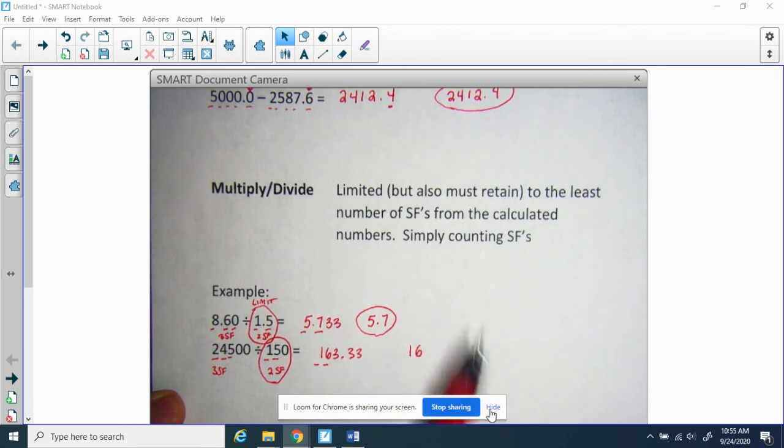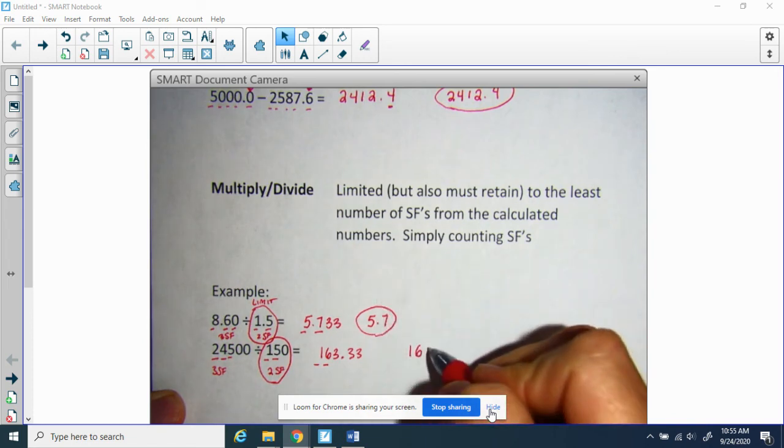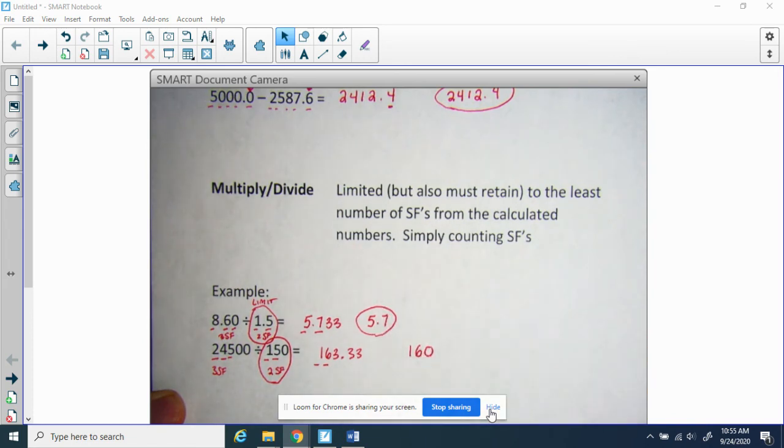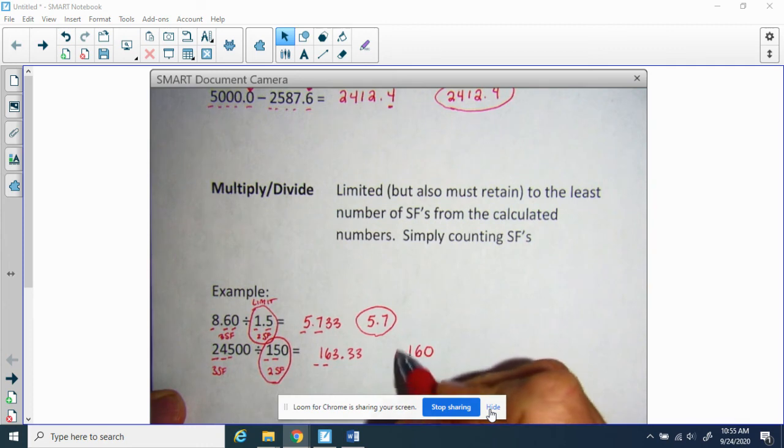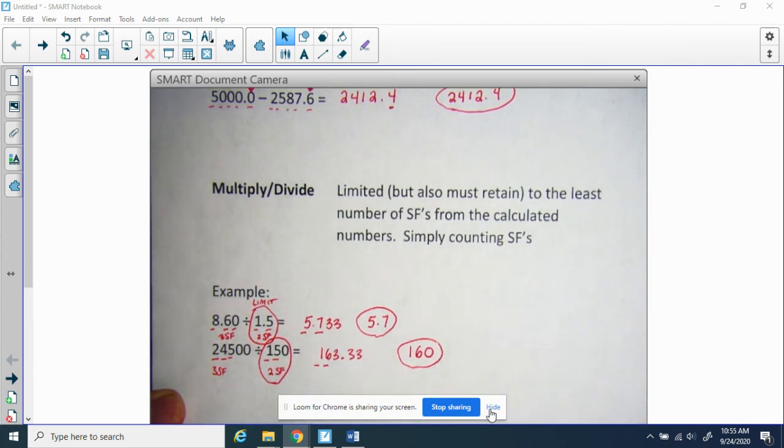Now, just like we had to do above, the 6 in the answer here is in the tens place. I need to keep that 6 in the tens place. In order to do that, I fill in with a 0 that does not have a decimal. Now my answer has, just like my given here with 2 sig figs, it now has 1, 2. So that is my final answer, 2 sig figs.